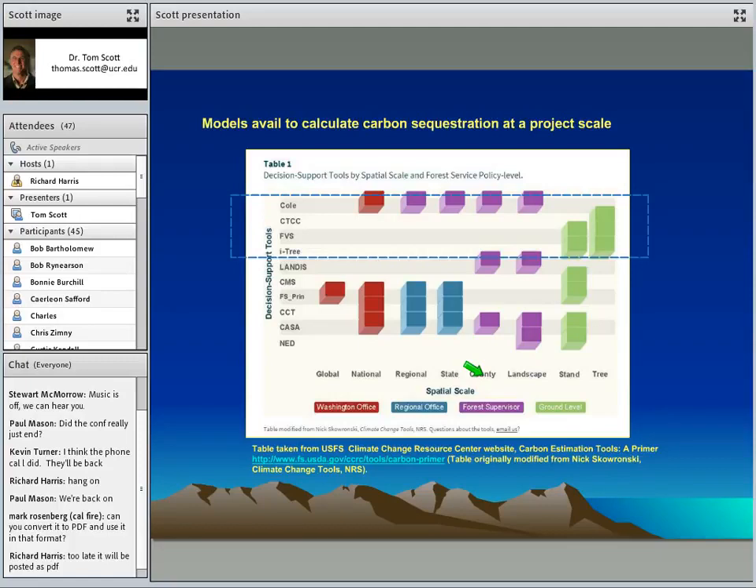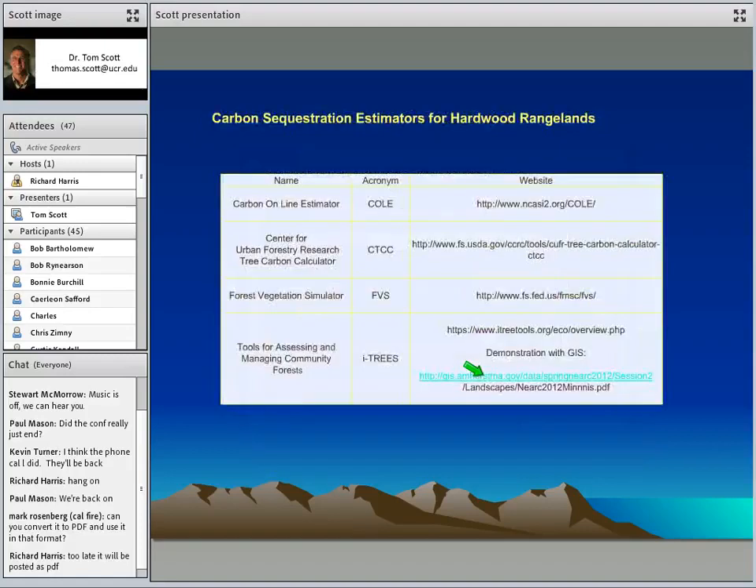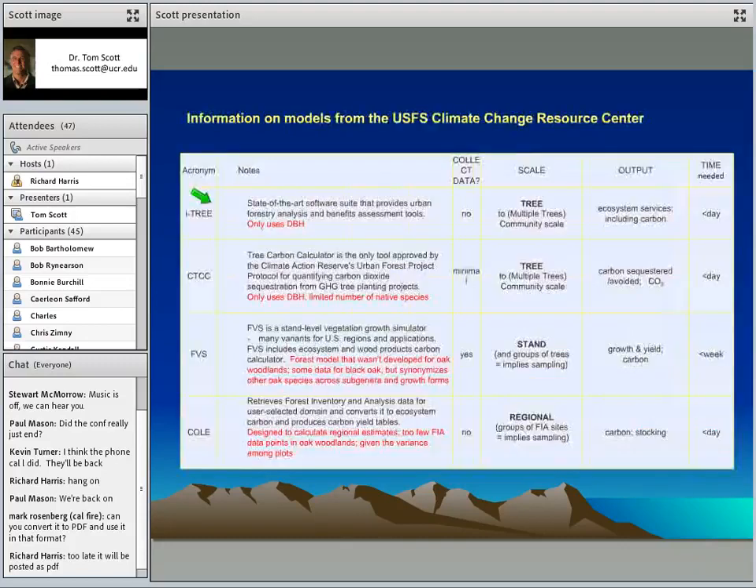We end up with about 4 models that we can really perhaps use, and it's going to get a little more dismal even as I work through this, because I think there are reasons that I just showed you that defy why some of these models have a difficult time working. So these are the 4 models that have the greatest potential for helping out in people's attempt to do models. They're COAL, which is the Carbon Online Estimator, the CTCC model, which is the Center for Urban Forestry, there's FVS, and then there's iTrees. And I've got the websites up there, so this will be something that you can look at later.